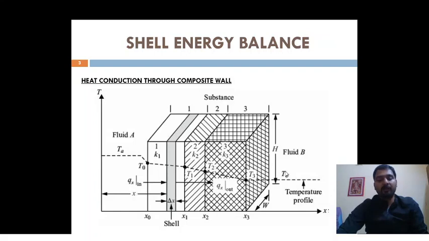There is an elementary section, section 1, denoted by delta x. The flux in and out is denoted by qx, which is the flux in the x direction. The temperatures at each wall of the composite wall are denoted by T0, T1, T2, T3. The fluids here have temperature Ta for fluid A and temperature Tb for fluid B.